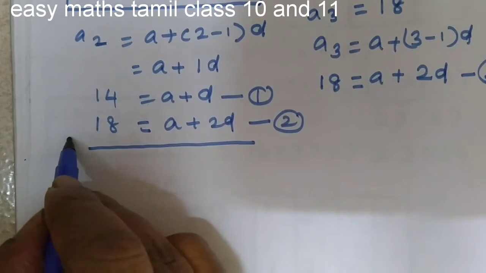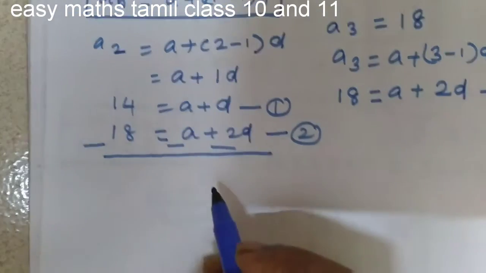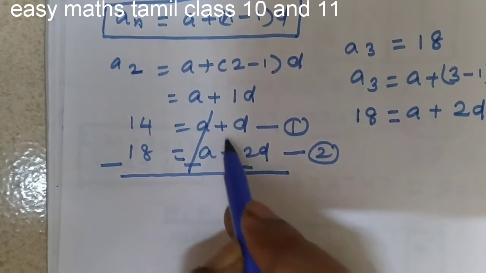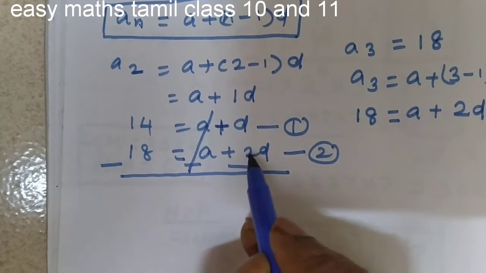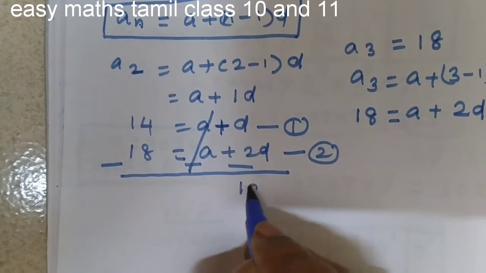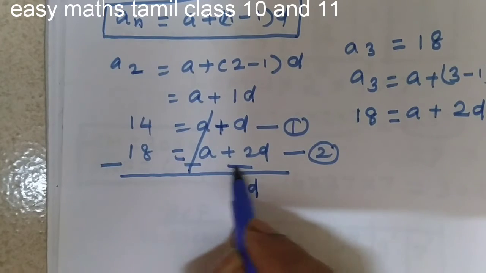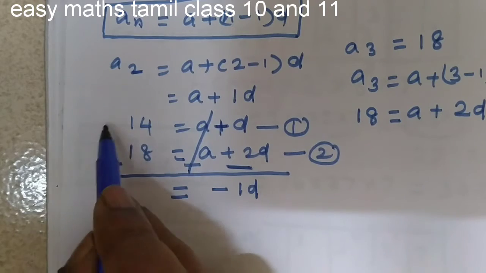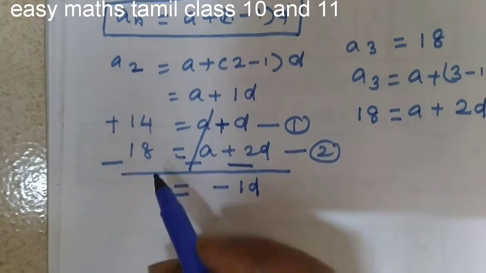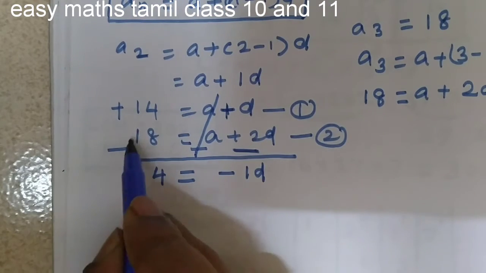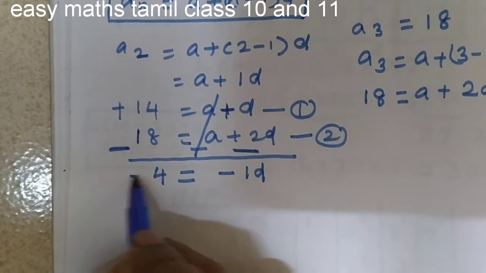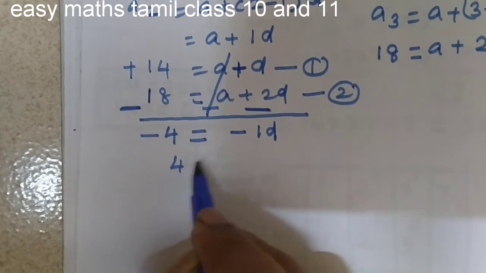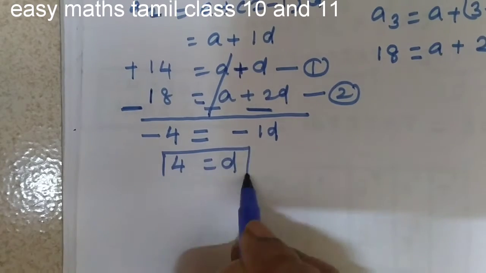Now let us change the sign. Plus A and minus A get cancelled. Opposite sign means subtract the values. 2 minus 1 is 1D. Put the greater number's sign. Here the greater number is 2D, equal to, opposite sign, subtract 14 from 18. Put the greater number's sign. Cancel minus on both sides of the equation. 4 equals D. So the value of D is 4.